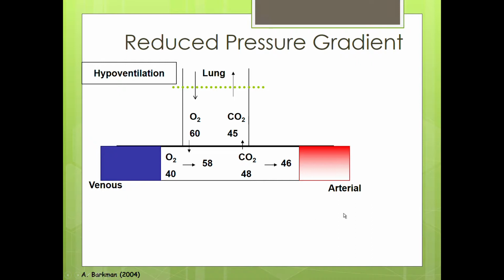Now what happens in hypoventilation here, instead of getting 100 millimeters of mercury of oxygen, now we're only getting 60 because we are not able to breathe in as much oxygen as before. And here we're still having a decent exchange of CO2, but we still can have a risk of increased CO2 building up in the system.